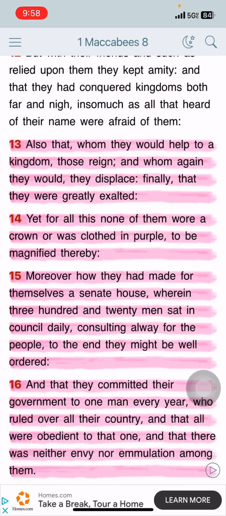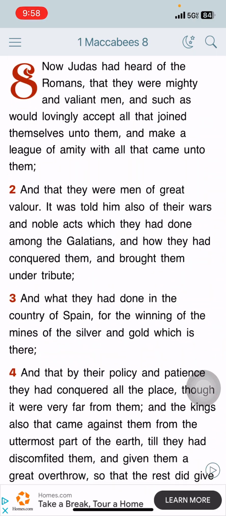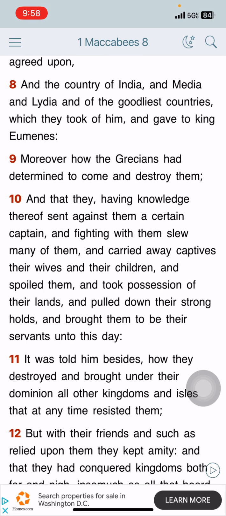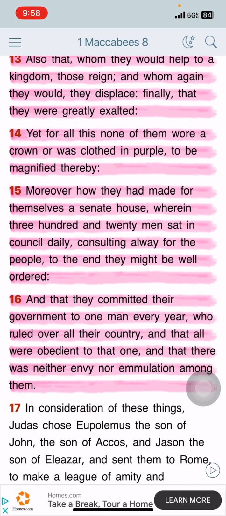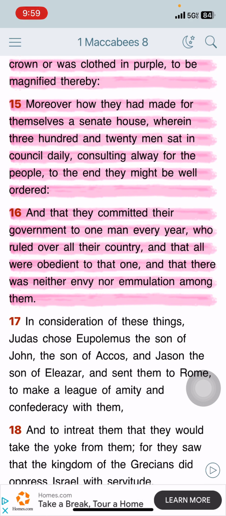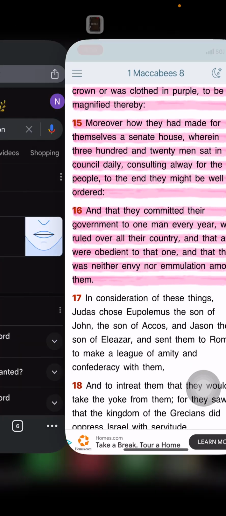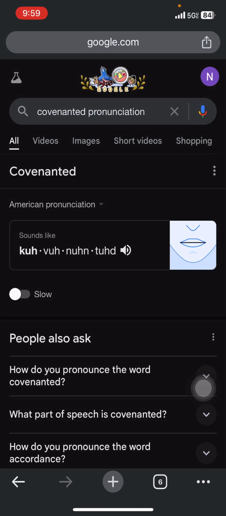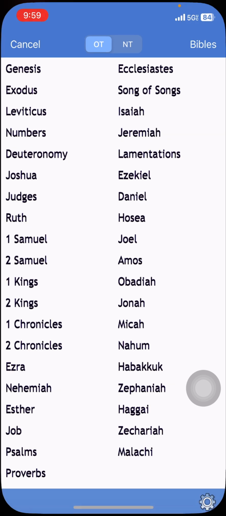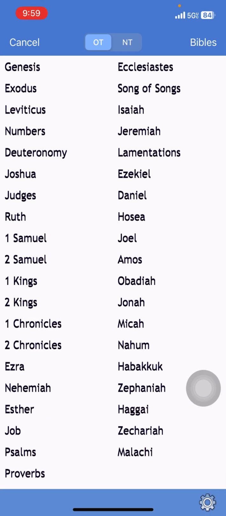You see? So going back, they had a great army, which we just read about, who was conquering. And they also had a Senate house. Like today, they got the Senate, they got the government set up, right? And they got the president, which would be something like how they were back then. So let's go over here. All right. So we read that. Let's go back to Daniel 7.